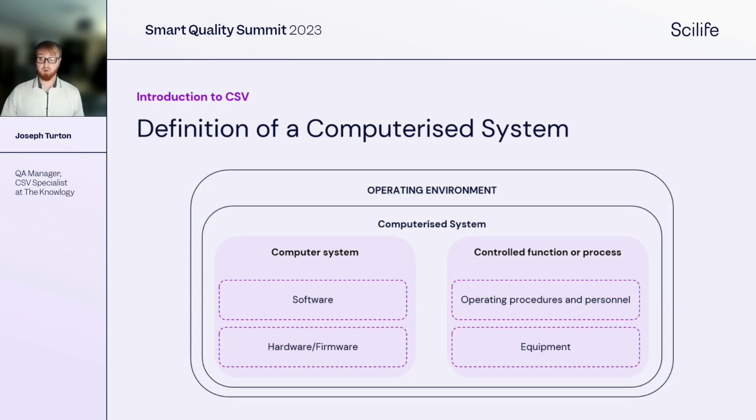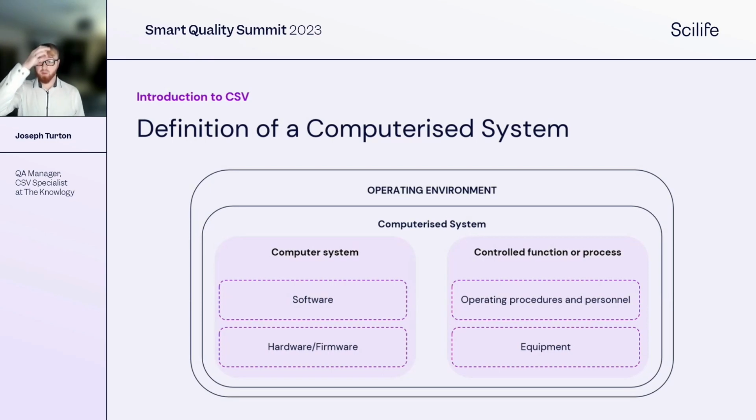I found that this visual representation is the best definition, at least for my brain. On the left-hand side, you have a computer system, which is the combination of software, hardware, and any critical firmware. And on the right-hand side, you have a controlled process. This is a combination of equipment, so it could be an HPLC, a GCMS, and then you have the operating procedures and personnel. This last part, the operating procedures and personnel, I think is often overlooked during the validation process.